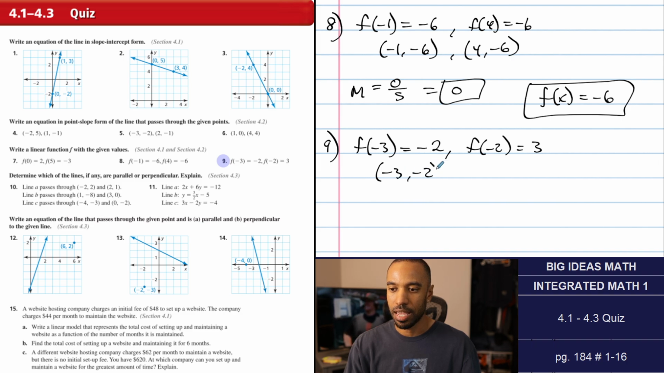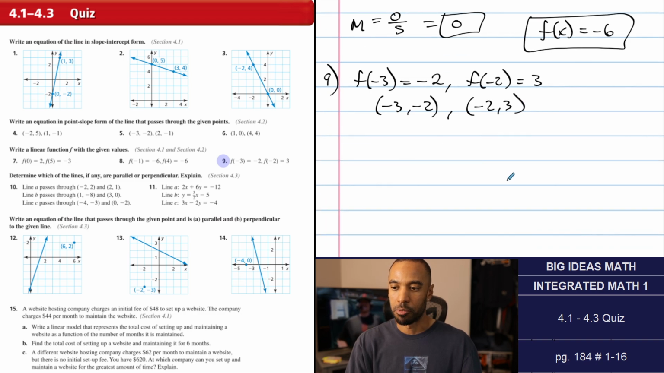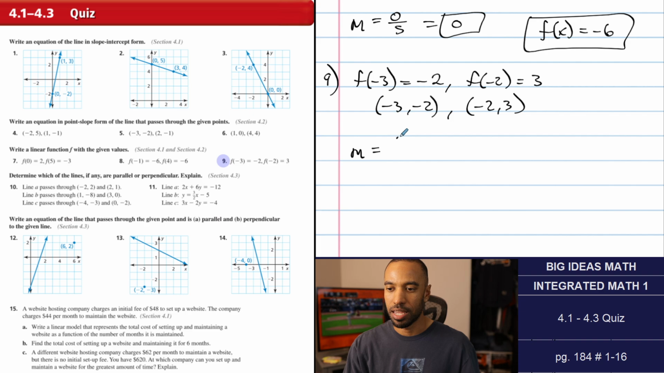I got a negative 3, negative 2, and a negative 2, 3. Besides the fact that the numbers are kind of close to each other, but are they really? Your rise here is a 3 minus negative 2. Your run here is a negative 2 minus negative 3.